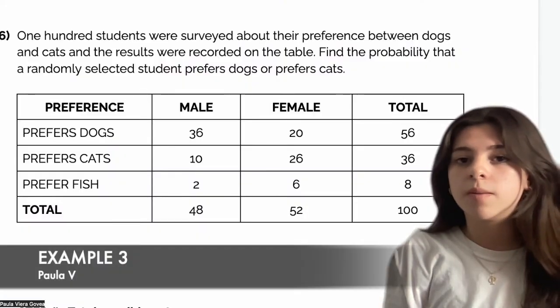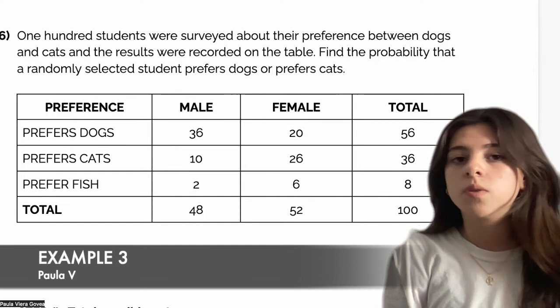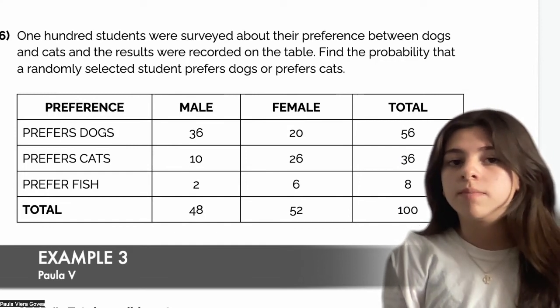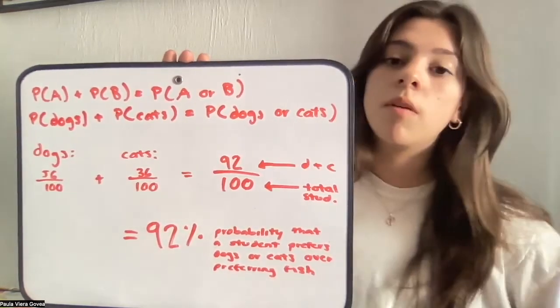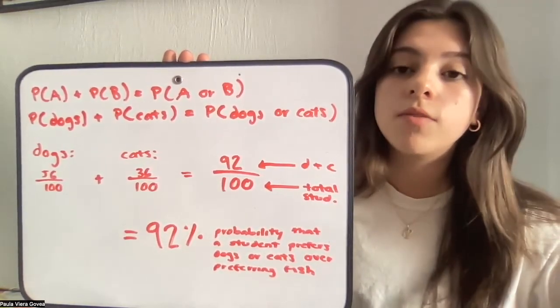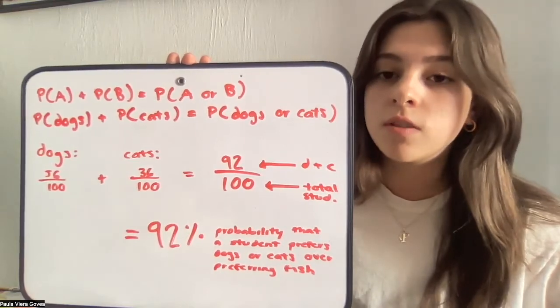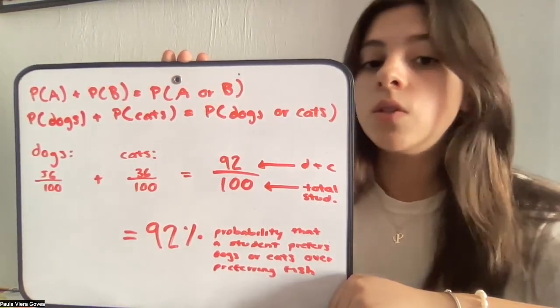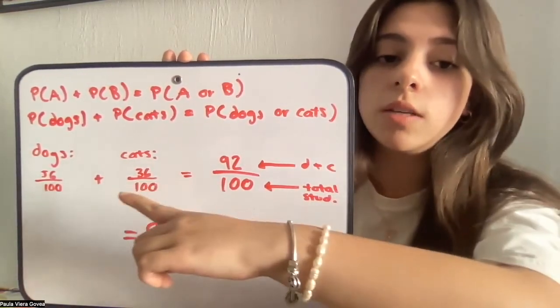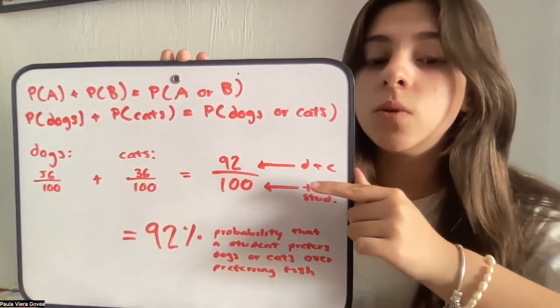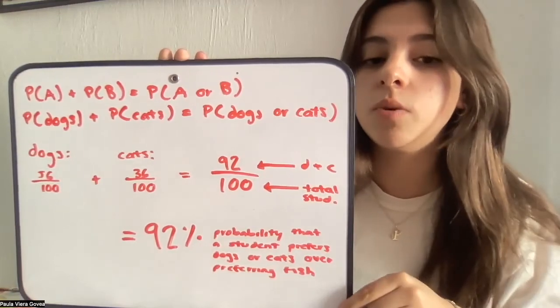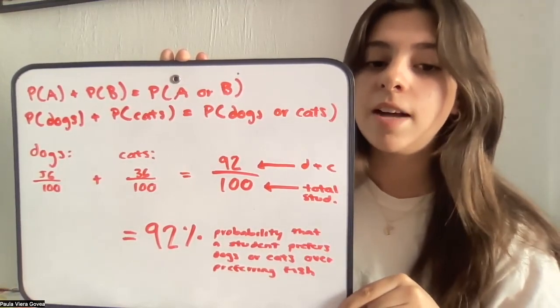100 students were surveyed about their preference between dogs and cats, and the results were recorded on the table. Find the probability that a randomly selected student prefers dogs or prefers cats. So remember that the formula is, in this case, the probability of choosing dogs plus the probability of choosing cats equaling the probability of choosing dogs or cats. We know that there were 100 students and 56 of them chose dogs and 36 of them chose cats. If we add those two together, we get a result of 92 over 100, which gives you a 92% probability that a student prefers dogs or cats over preferring fish.